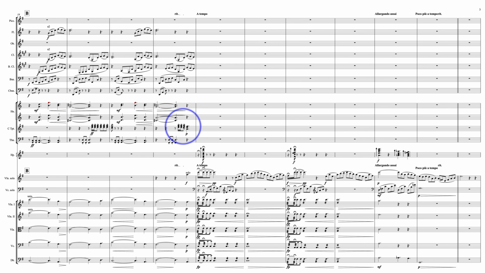So have you considered possibly inverting this, right? So that they're all 6/4 chords, right?